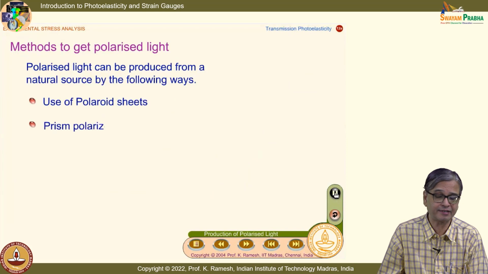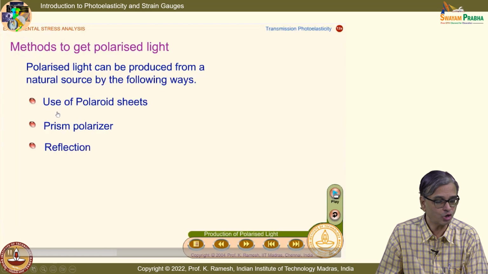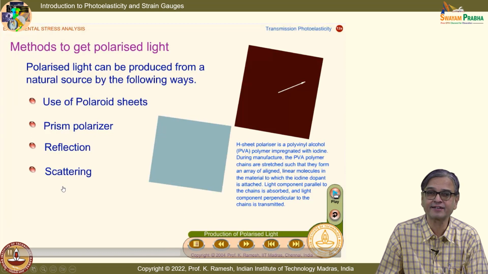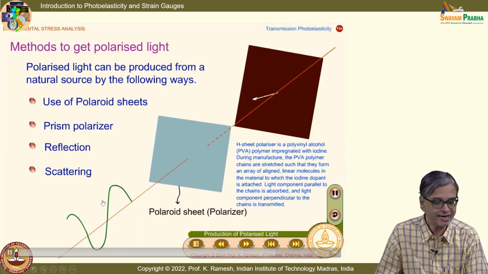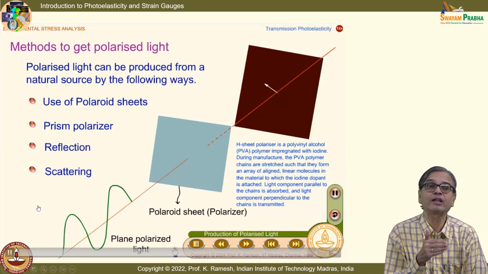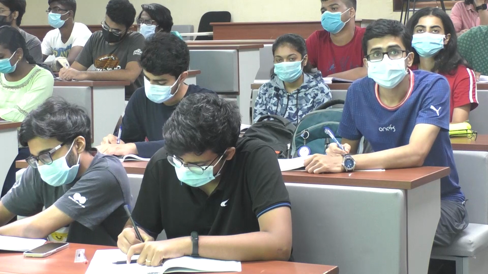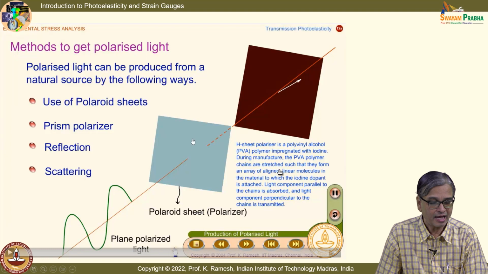And how do you get polarized light? It can be by polarized sheets, that is what we will see. You can also have a prism polarizer. It can also be by reflection and scattering. And this beautifully illustrates that when I have a random light like this and I put a Polaroid sheet, I get only a polarized beam of light. And obviously, what do you anticipate? What will happen to the intensity of light? It will decrease because some energy is lost, because this polarizer sends only a particular component of light. Is the idea clear?